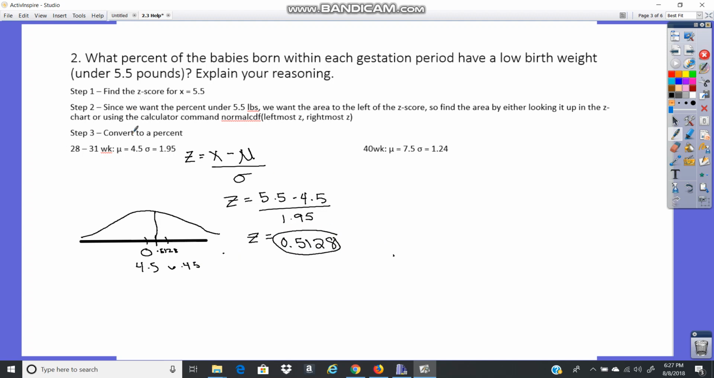Now, what we want to do is find the percent of babies born in this period that are under 5.5 pounds. So that would be 5.5 pounds, which is right here, and less. So I want to find this whole area right here. Since I'm trying to find that whole area, I have two options. I can look it up in the z-chart, which is going to give me the area, or I can use the calculator command. Let's say I use the z-chart. Let me just pull this over here for you.